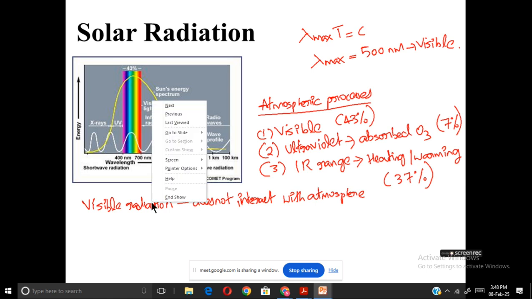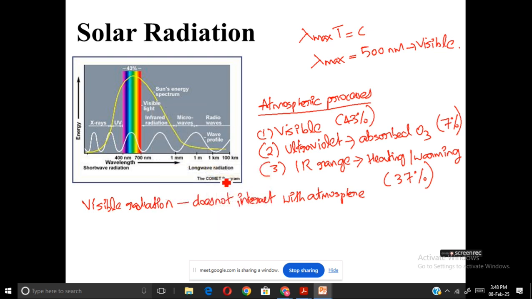So the visible radiation does not interact with any gas molecule in the atmosphere, and it passes through the atmosphere without being affected. Or we can say the atmosphere is completely transparent. The gas molecules present in the atmosphere are completely transparent to the visible rays, to the visible region. The gas molecules don't interact with the visible region of the spectrum.